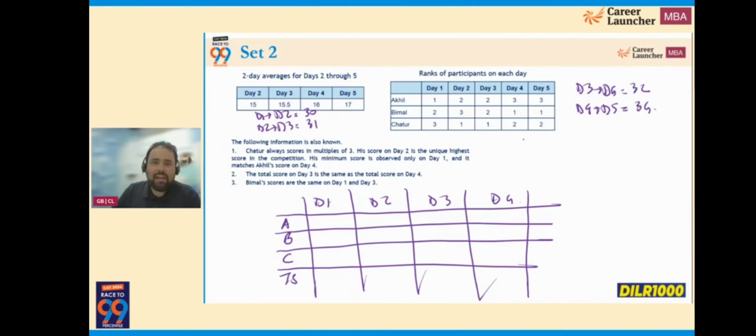I have all this data and I know the total score on day 3 is the same as the total score on day 4. So the total scores of day 3 and day 4 are the same. So take x, so 2x is 32, x is 16. So day 3 is 16, day 4 is 16.